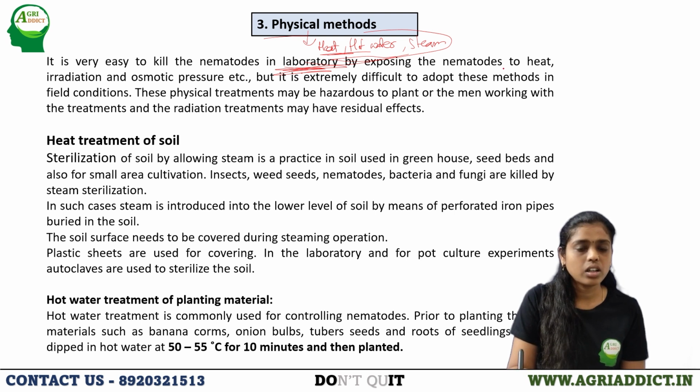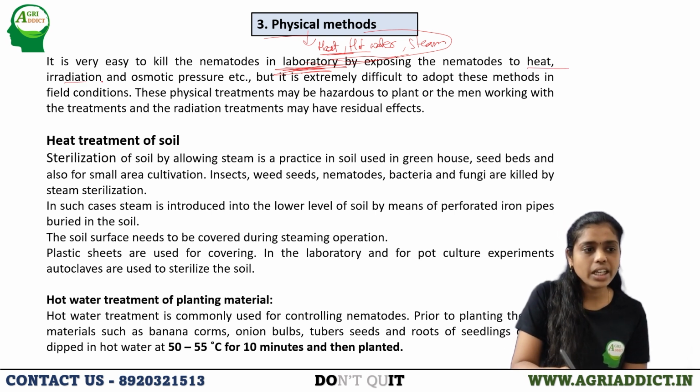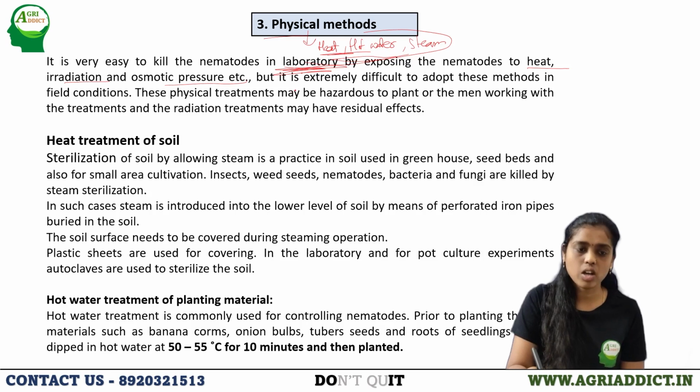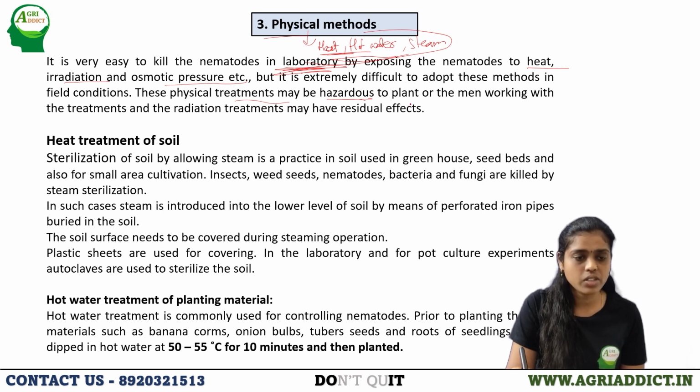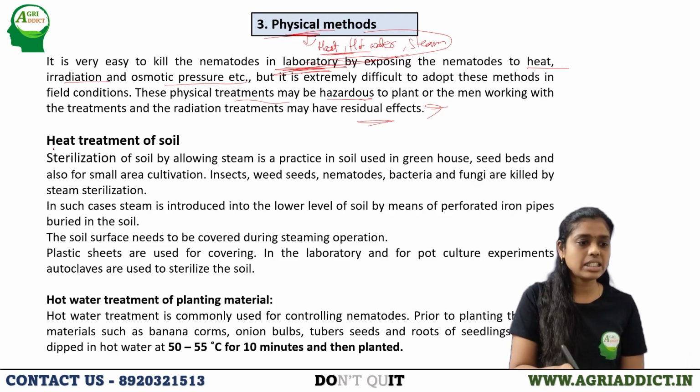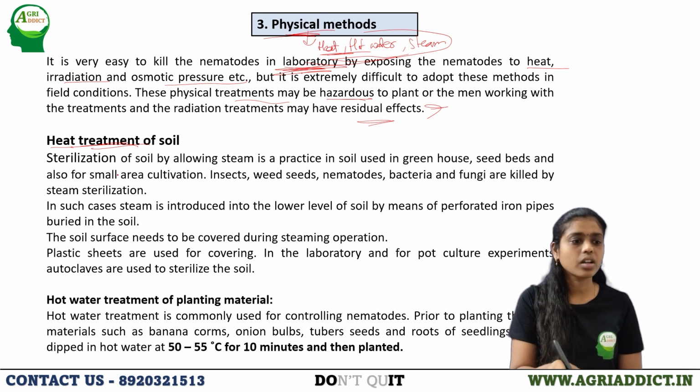Here heat, irradiation and osmotic pressure can also be used for controlling the nematodes. And these physical treatments may be hazardous, because the people working with physical methods may in turn be exposed to certain kinds of radiations which are used in control of nematodes. And the first method is heat treatment of soil.